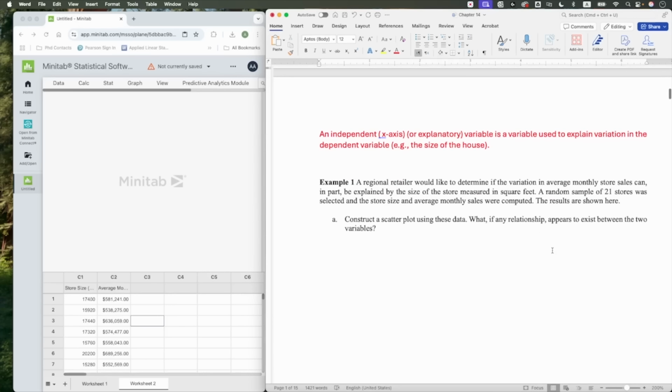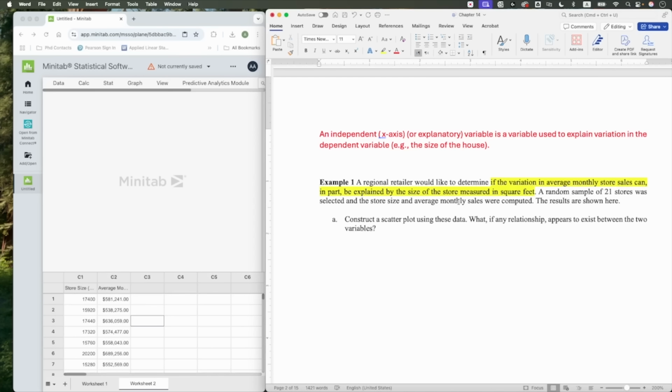Now we're going to start with one example, and this example is going to last until the end of this chapter. So we're going to investigate multiple ideas using this example. A regional retailer would like to determine if the variation in average monthly store sales can be explained by the size of the store measured in square feet. So actually this is the core point.